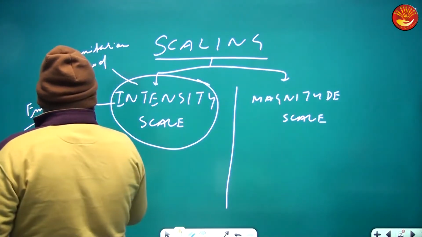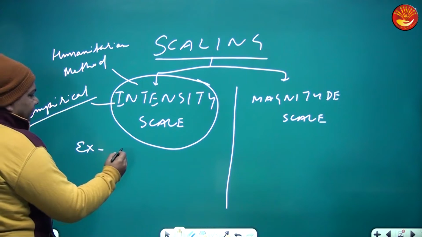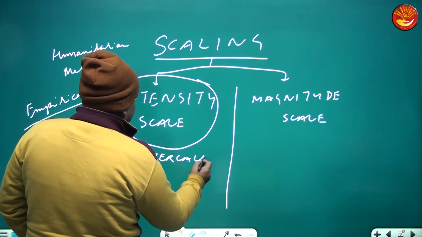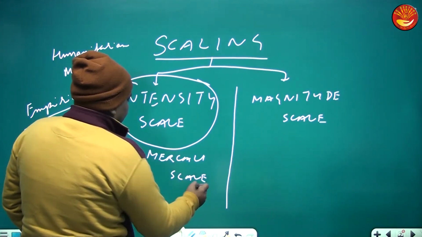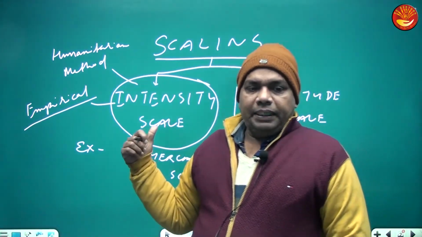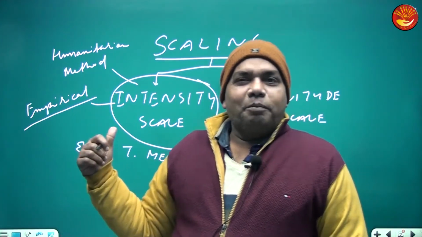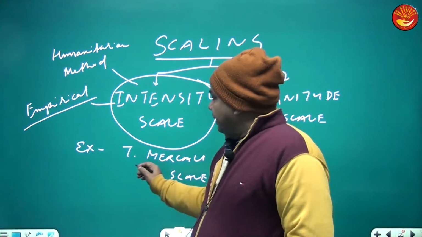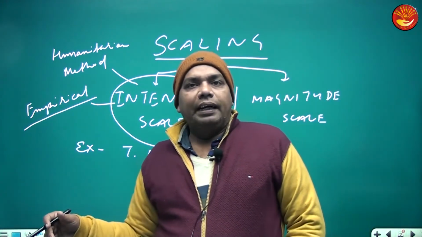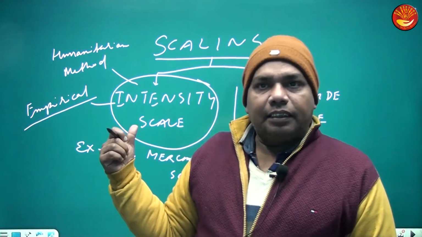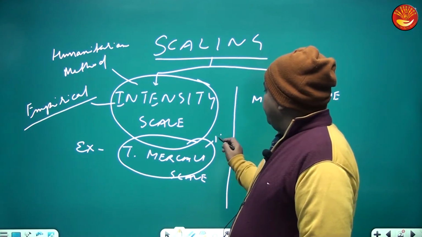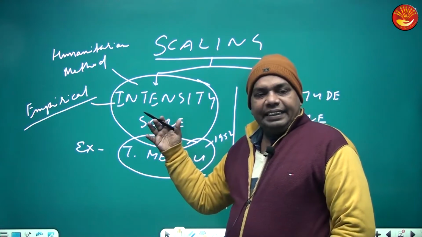The best example of an intensity scale is the Mercalli scale, the Mercalli-Cancani-style Italian scale. Please look at the spelling: Mercalli. In the last page, someone wrote Anarcali scale, but this is not Anarcali scale. Mercalli was a famous seismologist of Italy, an Italian earthquake scientist. In 1952, he gave the intensity scale.